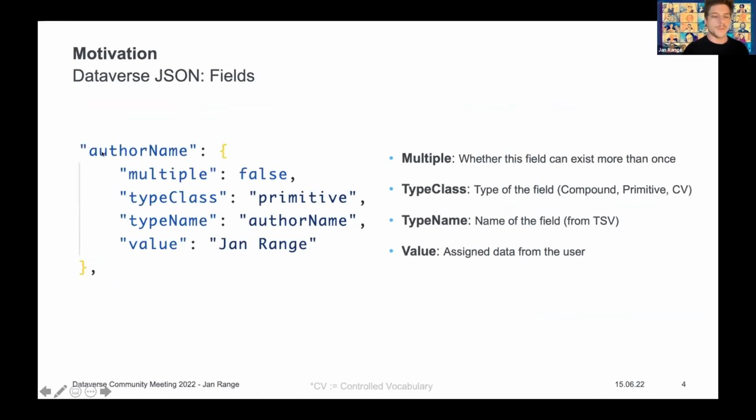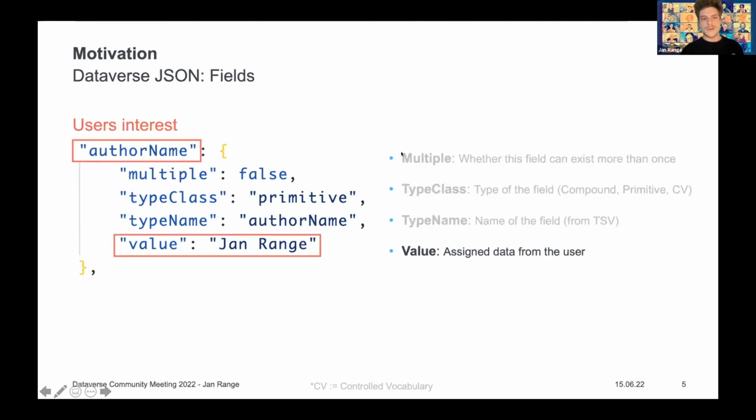First of all, we need information about whether this field can exist more than once. Also, you have to specify the type class. There are three types present. First, the primitive one, which is a very easy one, just a simple mapping. Then the compound, which can have more primitive fields. And last but not least, the controlled vocabularies, which are a kind of enumeration for standard values. You also have to provide a type name, which is not always the display name. It is derived from the TSV files. And last but not least, you have the actual value, which in this case is my name, which I'd like to assign.